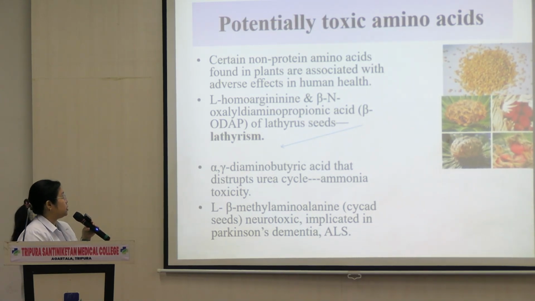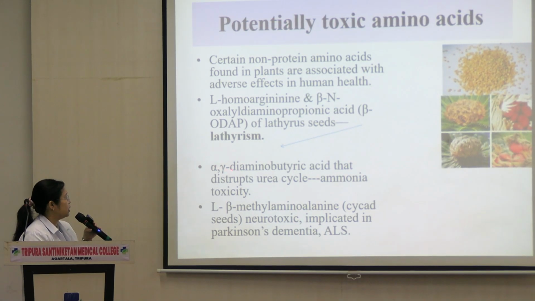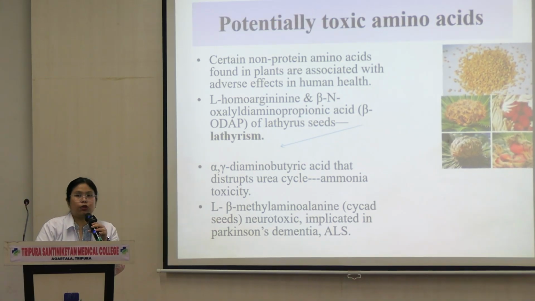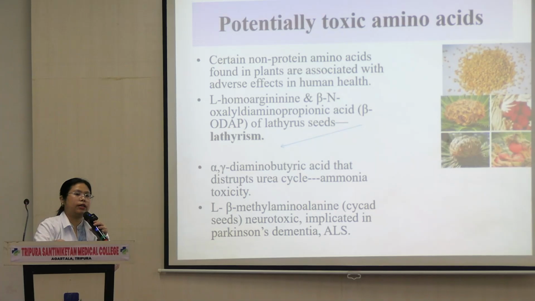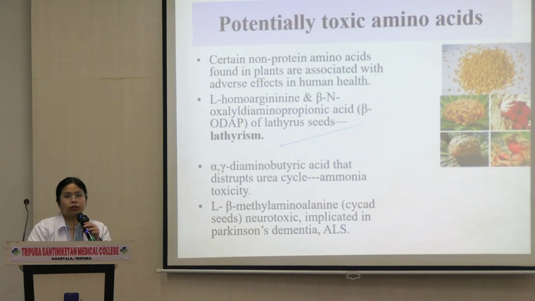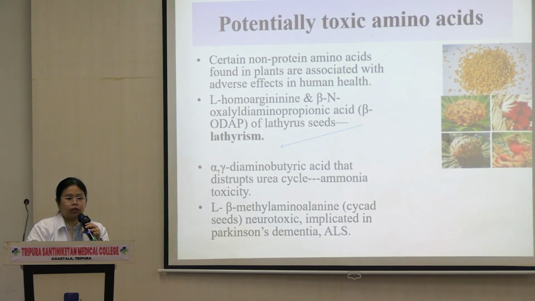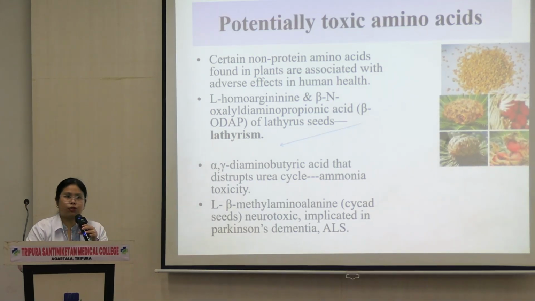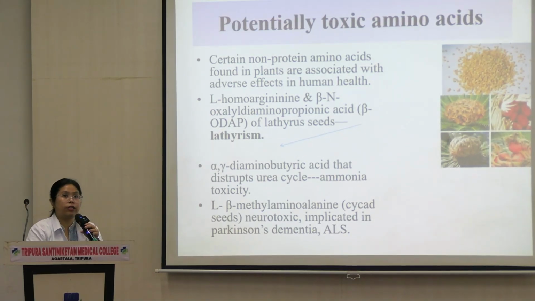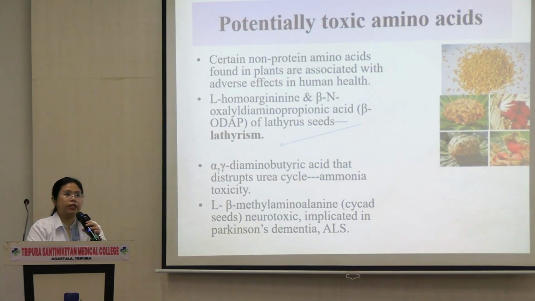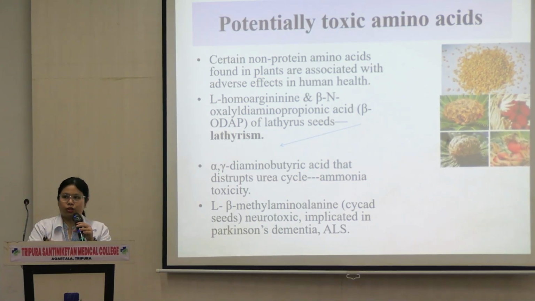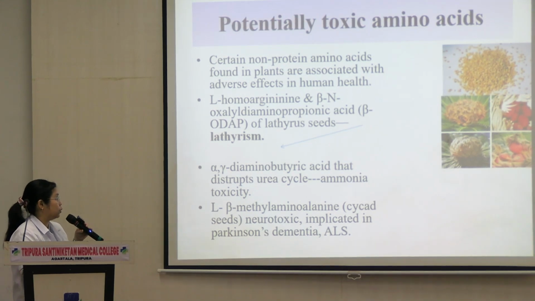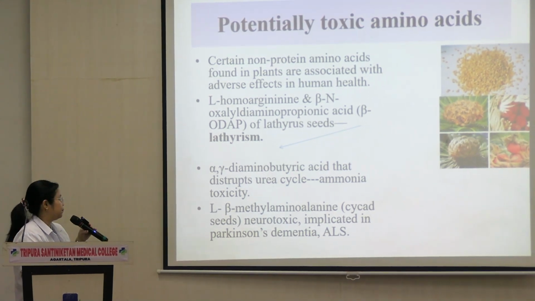Lathyrus seeds also have alpha and gamma diaminobutyric acid, which also disrupts the urea cycle. So when the urea cycle is disrupted, what will be produced? Ammonia will be produced. Okay, urea will not be synthesized. Ammonia will not get converted into urea, and then we'll have toxic ammonia circulating in the body. Ammonia, when it enters the brain, will cause neurological symptoms. Okay, so that's why we see so many of these symptoms in patients who consume kesari dal.